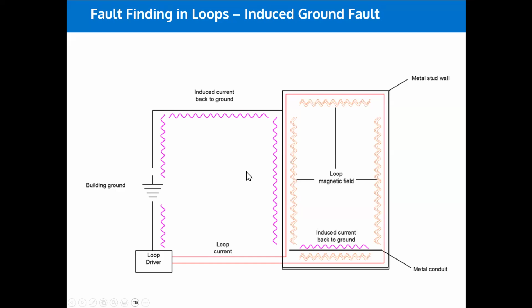This is more difficult to resolve, and really the only way you can resolve it is to separate the loop away from the source, where it's a conduit or the stud wall or whatever. I would say you would probably encounter it more with perimeter loops, because you're using larger currents, and they're normally closer to the wall, as it's easier to install it that way.